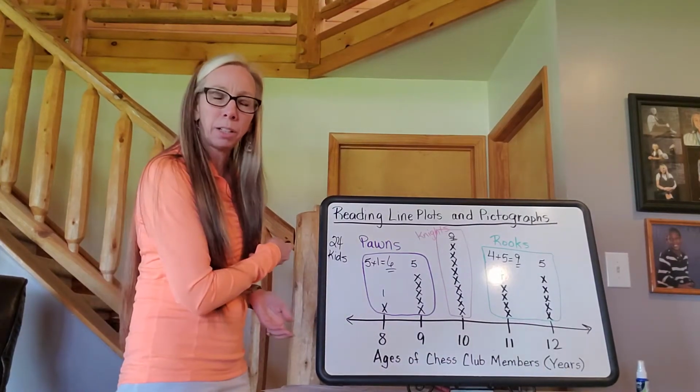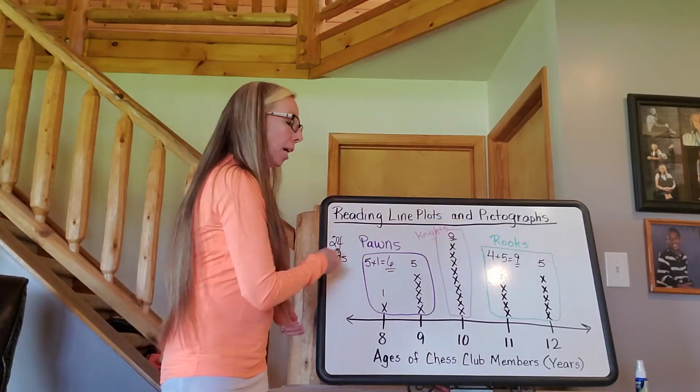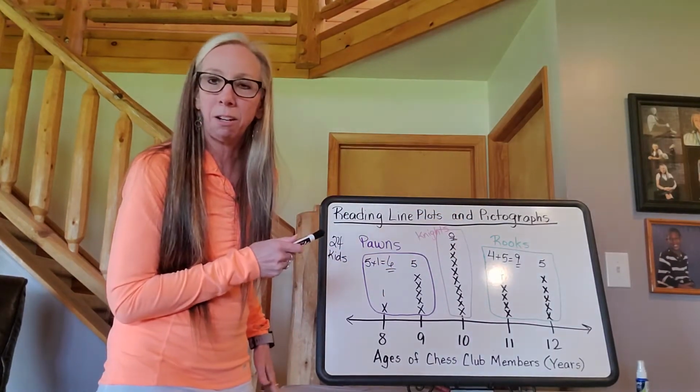So let's check our work. We added all the numbers together to get 24. Let's count all the X's to see if we are correct.